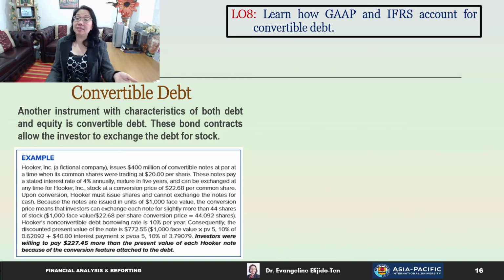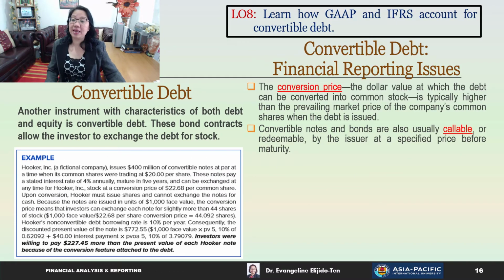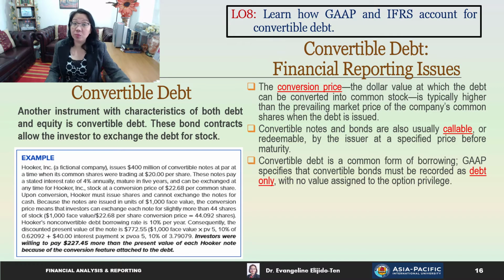Now let us consider the convertible debt financial reporting issues. Now the conversion price, which is the dollar value at which the debt can be converted into common stock, is typically higher than the prevailing market price of the company's common shares when the debt is issued. Convertible notes and bonds are also usually callable or redeemable by the issuer at a specified price before maturity. So it is clear that convertible debt is a common form of borrowing.